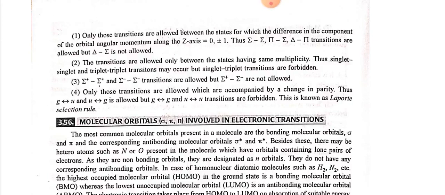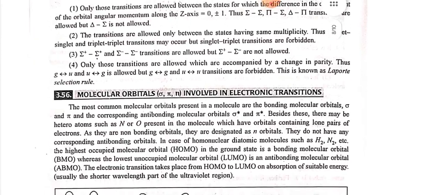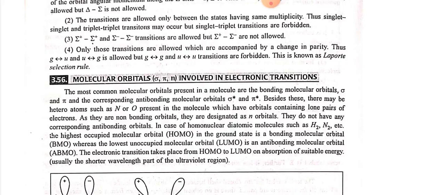Third, sigma positive to sigma positive and sigma negative to sigma negative transitions are allowed, but sigma positive to sigma negative are forbidden. Fourth, only those transitions are allowed which are accompanied by a change in parity. Thus, gerade to ungerade or ungerade to gerade are allowed, but gerade to gerade or ungerade to ungerade are forbidden. This is known as the Laporte selection rule.